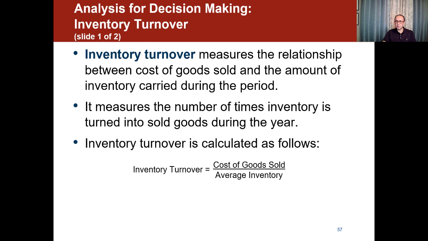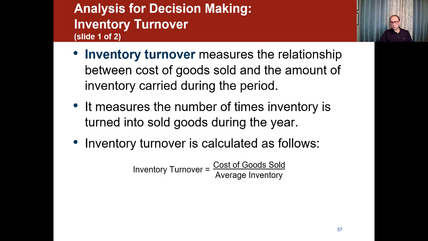Now for the last part of this chapter, we're just going to go over one important ratio called inventory turnover. Inventory turnover measures the relationship between cost of goods sold and the amount of inventory carried during the period. It measures the number of times inventory is turned into sold goods during the year. How we calculate it is cost of goods sold, which we bring from the income statement, divided by average inventory. And the average inventory is simply the beginning inventory plus ending inventory divided by 2.